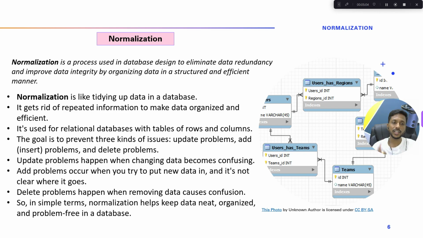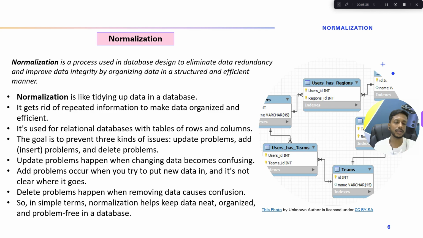It's used for relational databases with tables of rows and columns. So usually the normalization and denormalization that we're talking about is more applicable to relational databases, where the data is organized in rows and columns. The goal is to prevent three kinds of issues: update problems, add or insert problems, and delete problems, right? When we come up with normalization, we are resolving these three major issues, right?